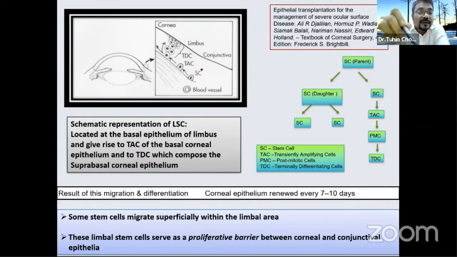If we look at the schematic representation of the limbal stem cells, these are present in the basal epithelium of the limbus and give rise to transient amplifying cells and terminally differentiated cells in the suprabasal epithelium at the limbus. Some stem cells migrate superficially within the limbal area, and usually these cells go from the periphery to the center, and the corneal epithelium is renewed every 7 to 10 days.